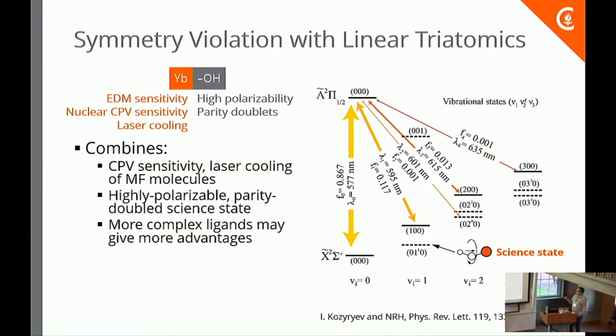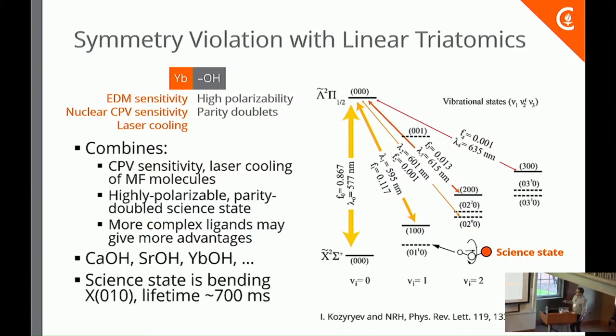So you can get EDM sensitivity and nuclear sensitivity and laser coolability from your metal, and then from your ligand you can get high polarizability and parity doublets. So it's a way to combine both of these. In this case, more complex ligands would give you even more advantages than, say, OH, something like a symmetric top or an asymmetric top, but they're more complicated. So the OHs are a good starting point. And the molecules that are relevant for what I'll be talking about are CaOH, SrOH, and YbOH. They all look very, very similar. They have an A state, which is a bending, metastable bending mode, but with a fairly long lifetime of several hundred milliseconds or so.